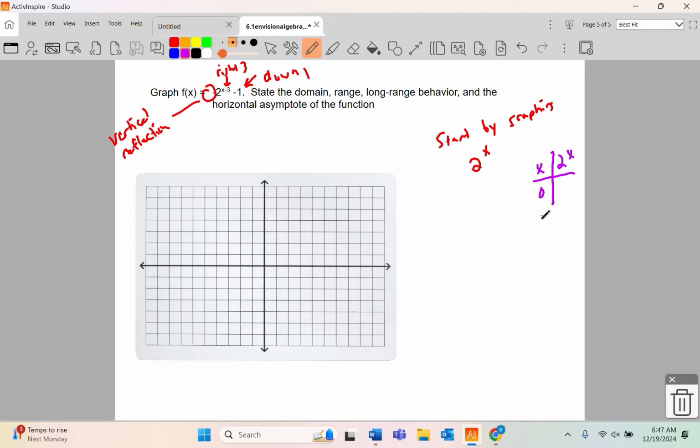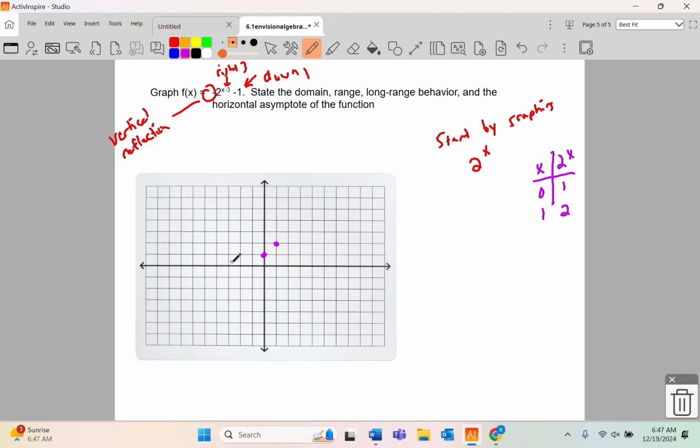You'll notice I just make tables, 0, 1. Plug in a 0, you get 1. Plug in a 1, you get 2. Tables are really where it's at on exponential functions. You cannot screw up if you make a table. All right, so let's see here, 0, 1, 1, 2.